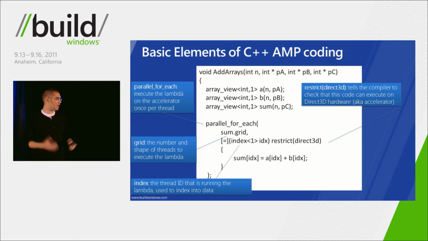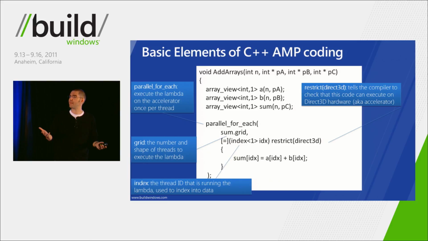So what do we have so far? You've called parallel_for_each. You told it in the first argument how many threads you want to schedule. Then you give it a lambda that's going to be executed once for each thread that you specified. And in that lambda, you're going to receive an index, which is going to be different every time. And then you can write your code.